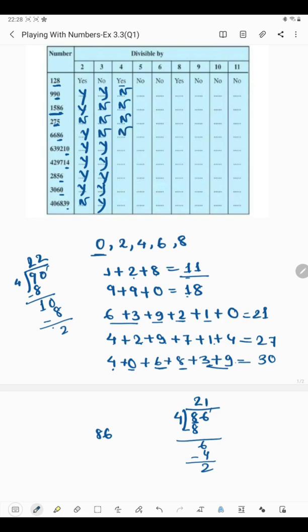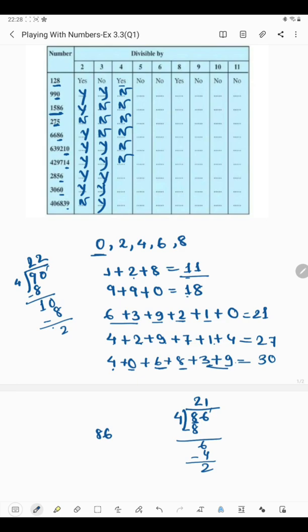Okay. Now in the next one we have 639210, in which 10 is the last two digits, and if you see, 10 doesn't come in 4's table, so we can write no. Here in the next number we have 429714. Now again 14 doesn't come in 4's table, so we'll write no.